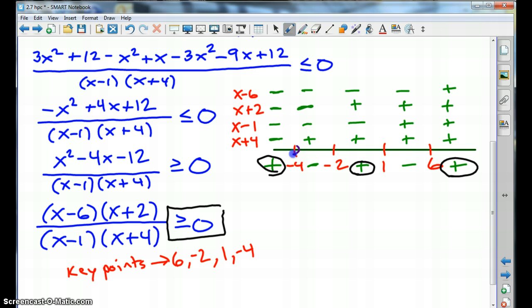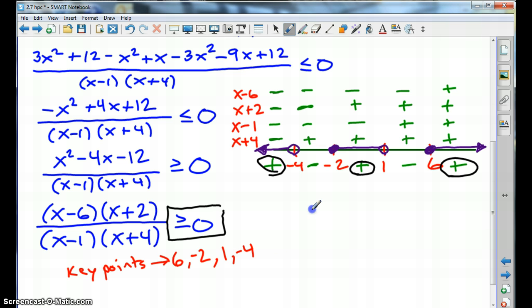So we will put open circles on 1 and negative 4, and then we'll fill in the circles on negative 2 and also at positive 6. Now we're starting to see the answer come together in the number line form. You can go ahead and draw that in. So visually, that's where the solutions would lie.